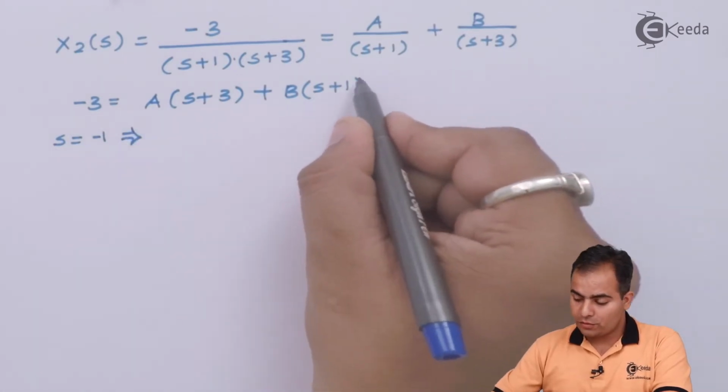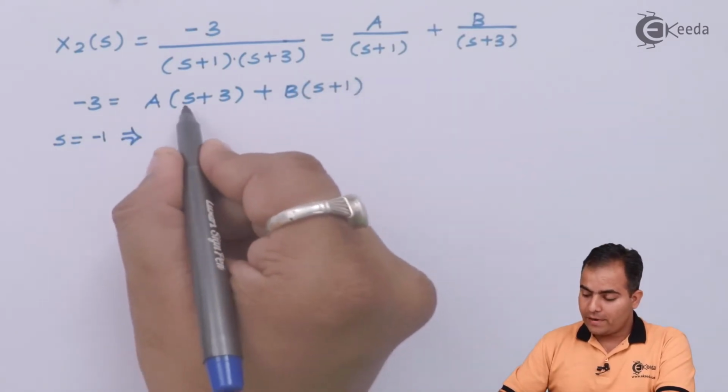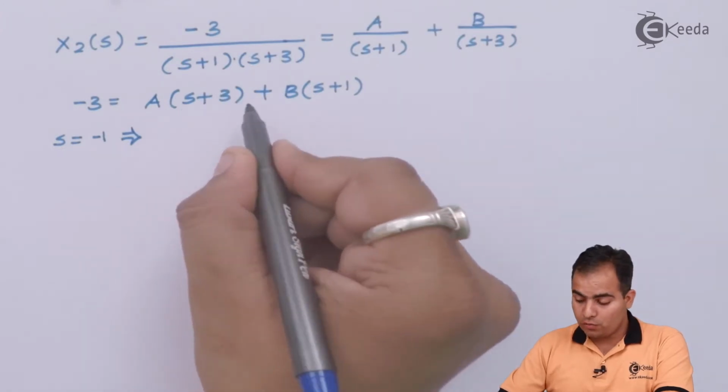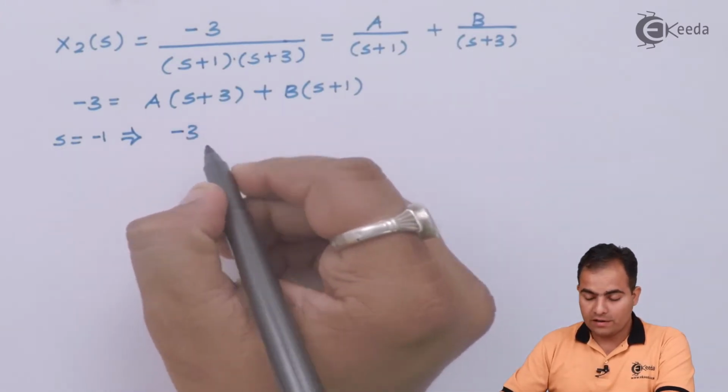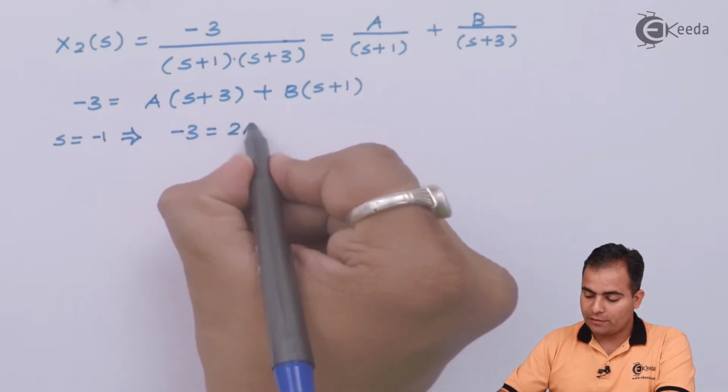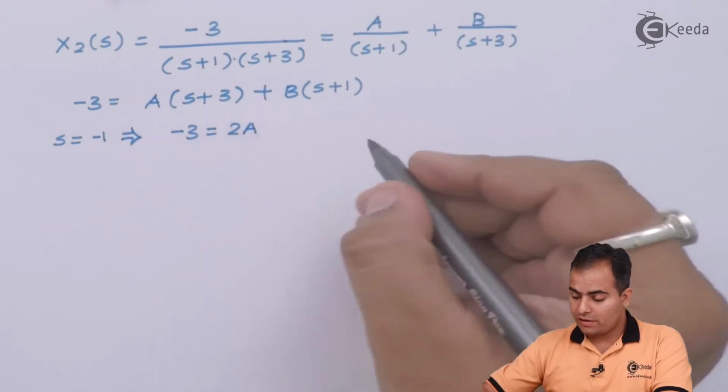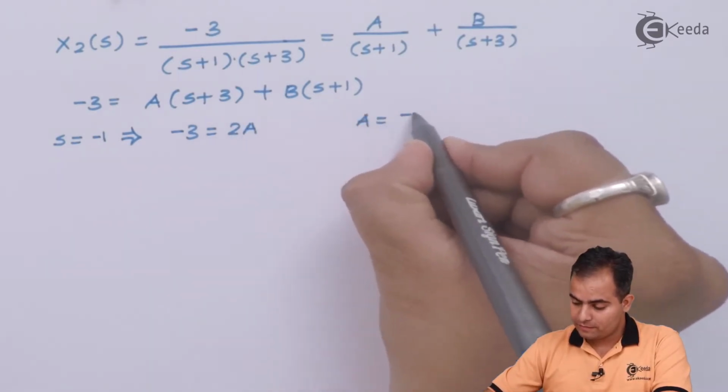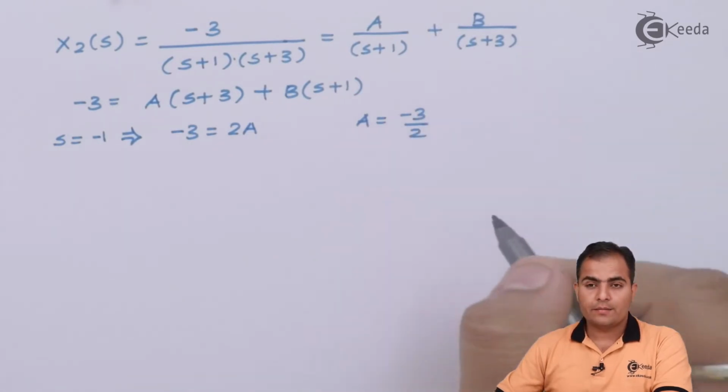Now all the s is replaced by -1, so -1 plus 1 becomes 0, so the whole b value is removed. But -1 plus 3, the answer is 2. So we have -3 on the left hand side, and on the right hand side we have 2a. Now if I shift this 2 to the left hand side, what you will get? -3 by 2.